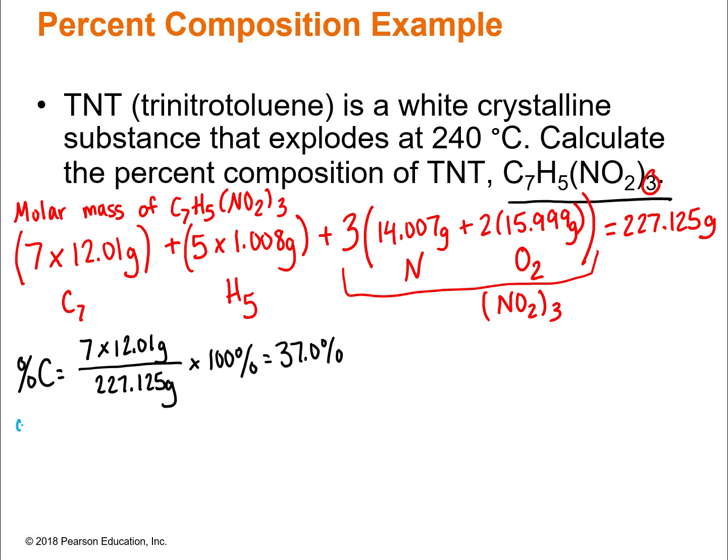I'm going to alternate colors here so that it's a little bit easier to see. Next, we'll do hydrogen. We've got the number of hydrogens times the mass of hydrogen. Divide that by the molar mass of the entire compound. Multiply by 100%.